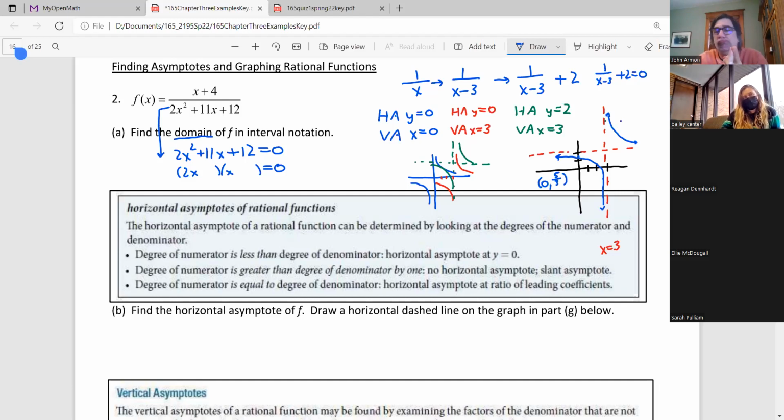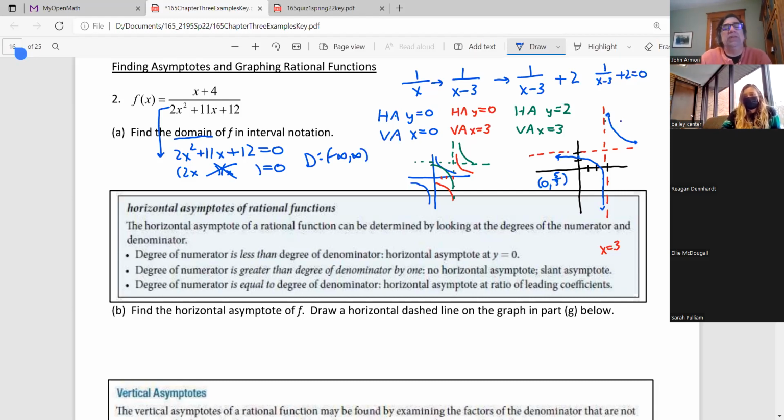12 and 1? Nope. 6 and 2? Nope. How about 4 and 3? Nope. So not possible to factor. Since the denominator is never 0, this function actually has no restrictions in its domain. What that means is you're never going to be dividing by 0, so you can write down the domain as all real values of x.